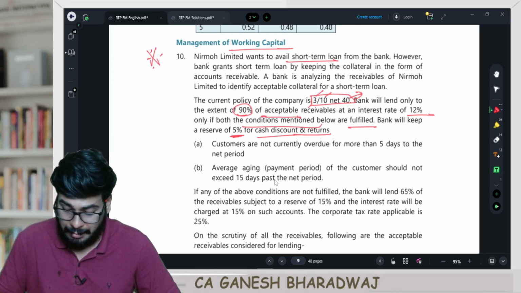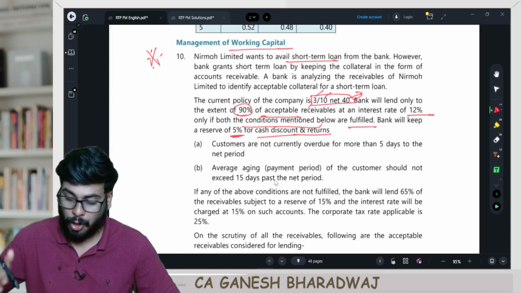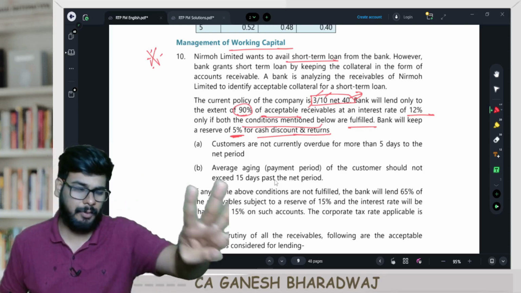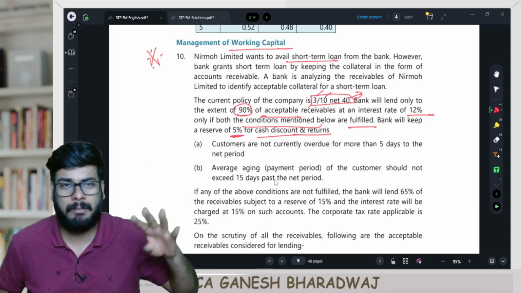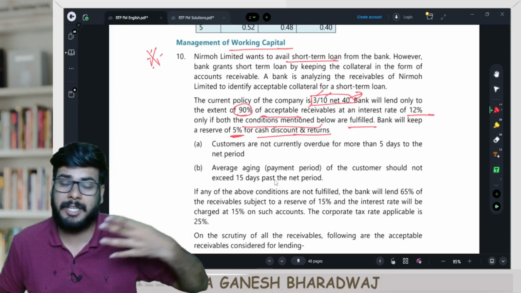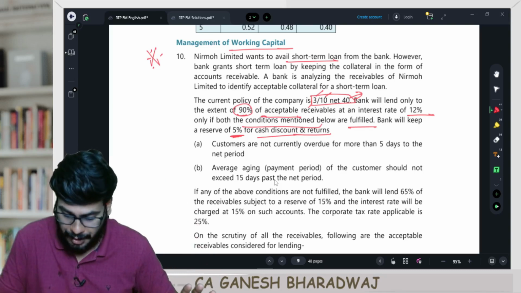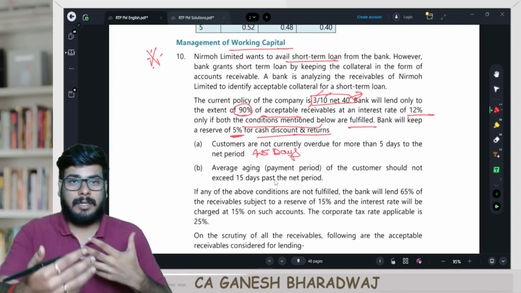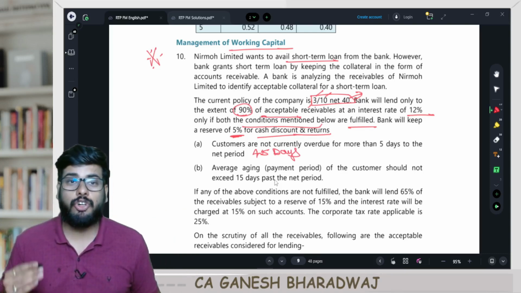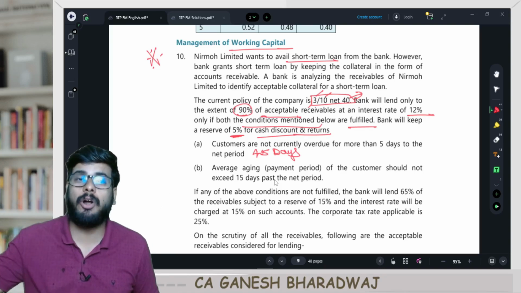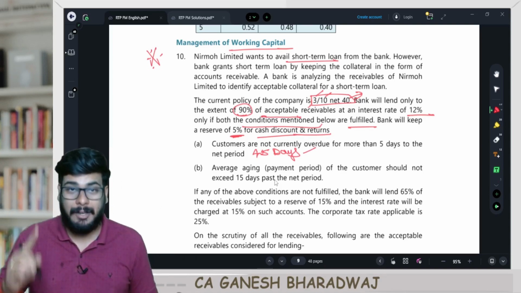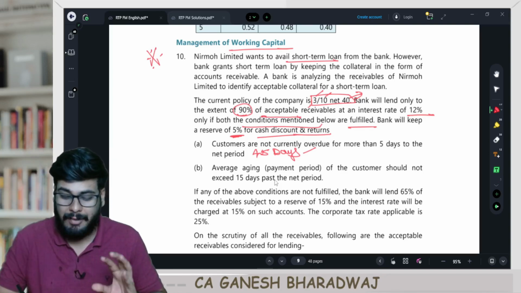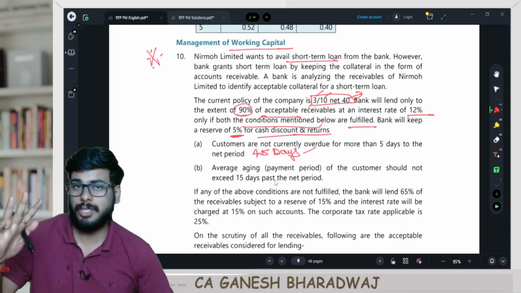Number one, the customers are not currently overdue for more than 5 days to the net period. Means what? Generally, what is the payable? So what is the credit period that I'm giving them? 40 days, right? The customers need to pay me within 40 days. Now they are saying 5 days more than 40 days, or in other words, the particular receivable should not be overdue for a period beyond 45 days. This is what they are saying. If it is overdue for a period of 45 days, against those debtors, they will not give this particular loan. This is what they have mentioned in the question.